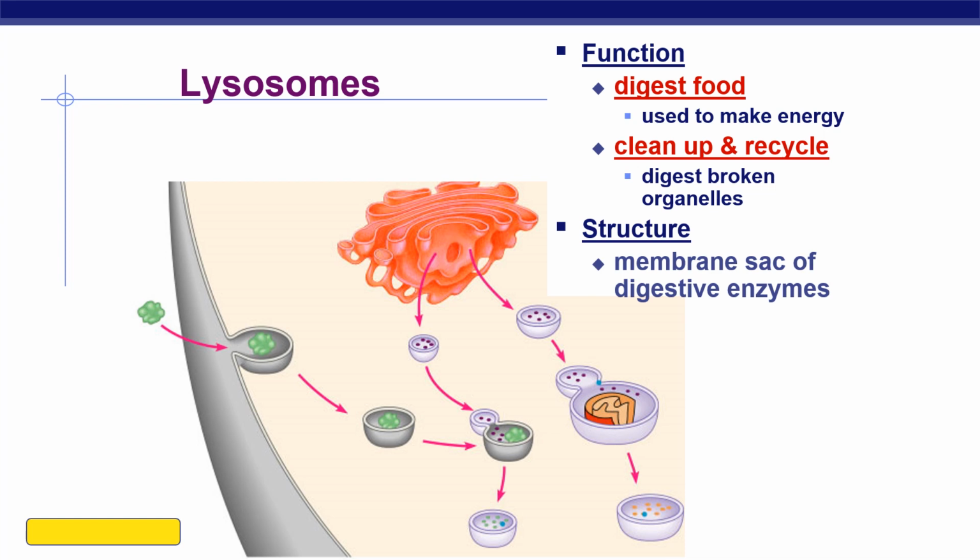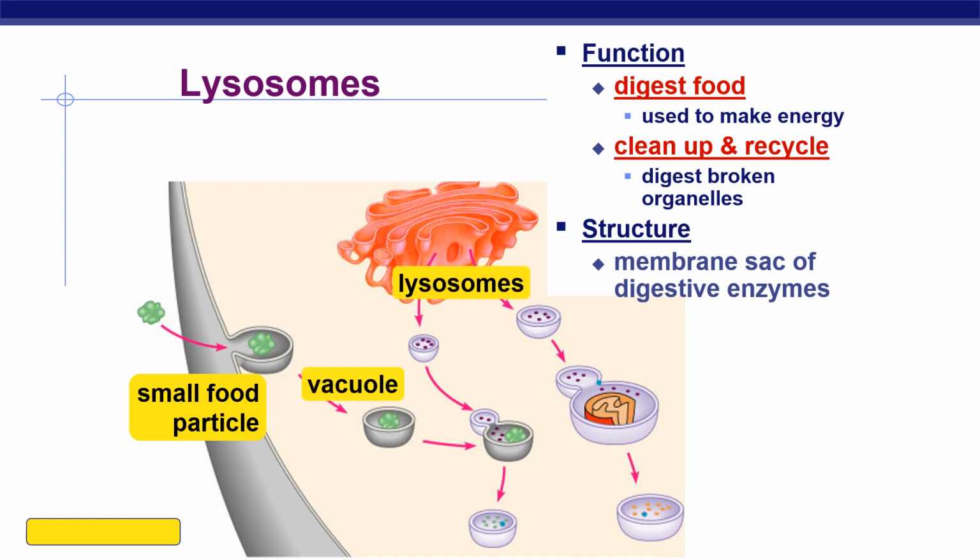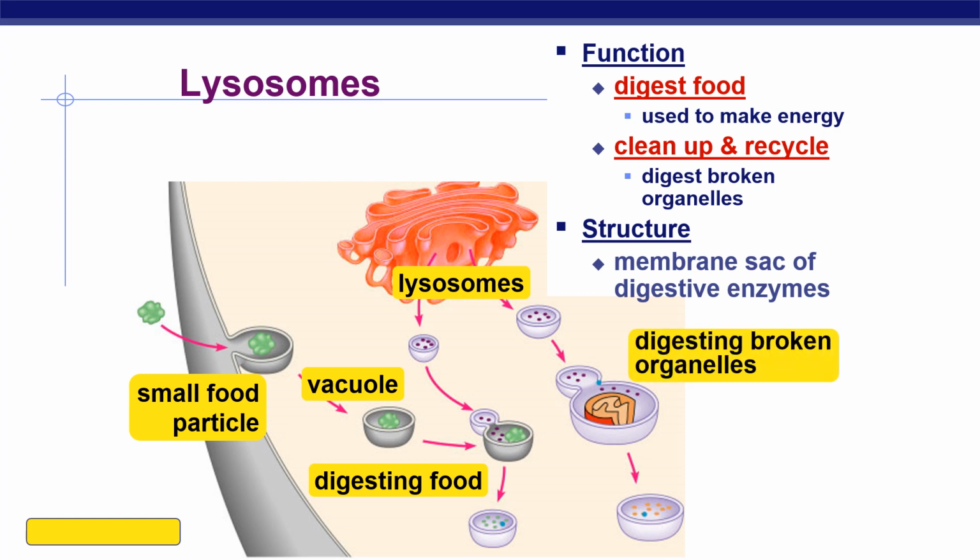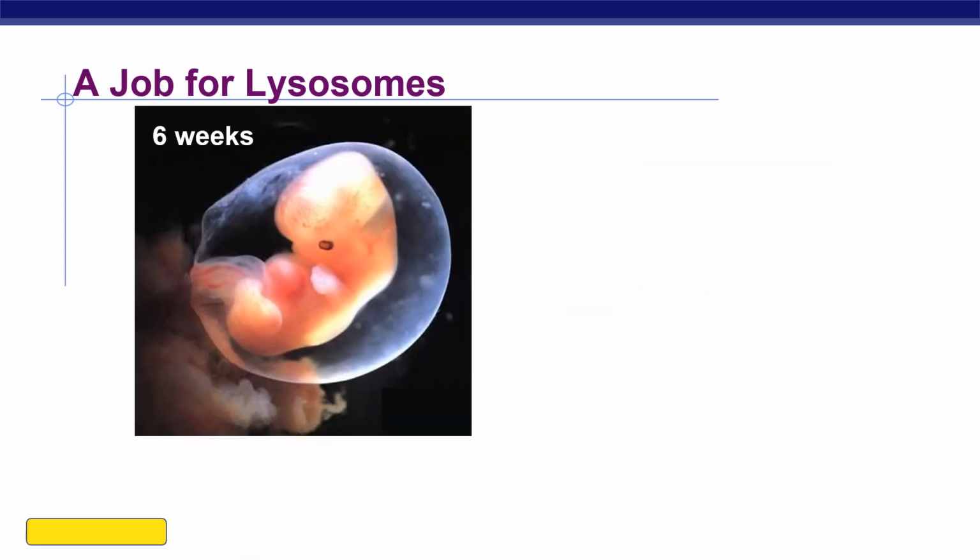But how does it look like? Okay, it is a membrane sac of digestive enzymes. So there, dear students, we have what we call the lysosomes, membrane sac of digestive enzymes. They are responsible in digesting food and digesting broken organelles.